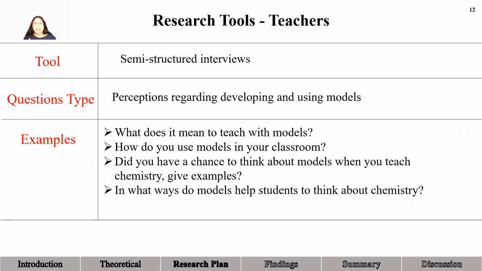The research tools used regarding teachers are semi-structured interviews. The questions are based on perceptions regarding developing and using models. Some examples are: What does it mean to teach with models? How do you use models in your classroom? Did you have a chance to think about models when you teach chemistry? Give examples. In what ways do models help the student to think about chemistry?